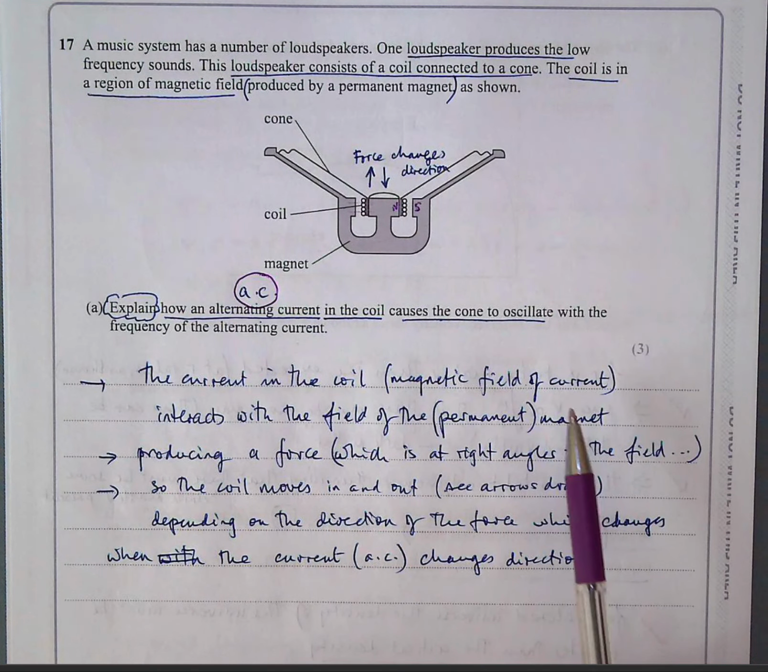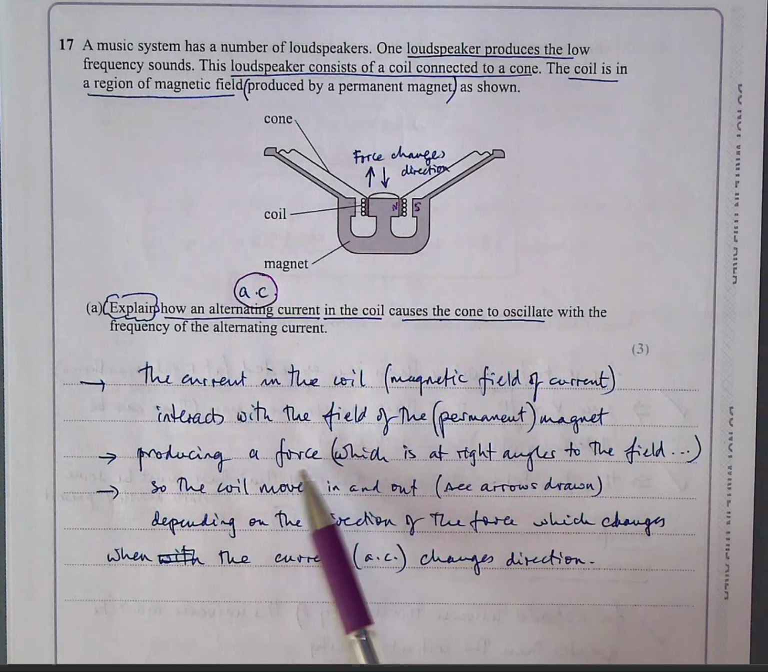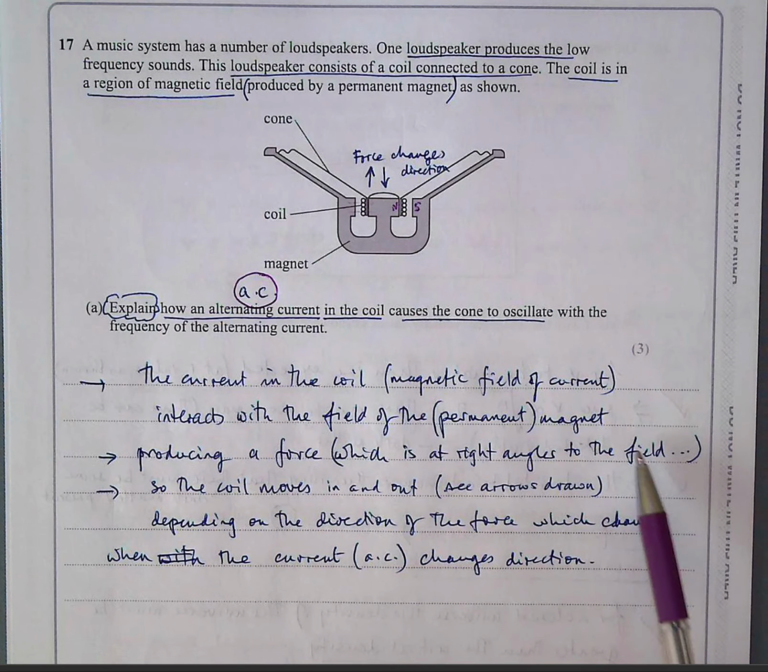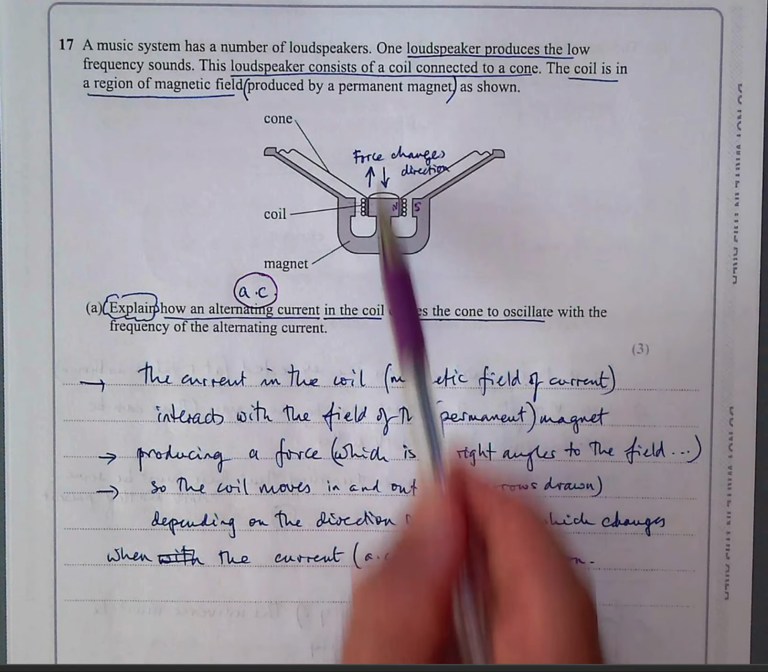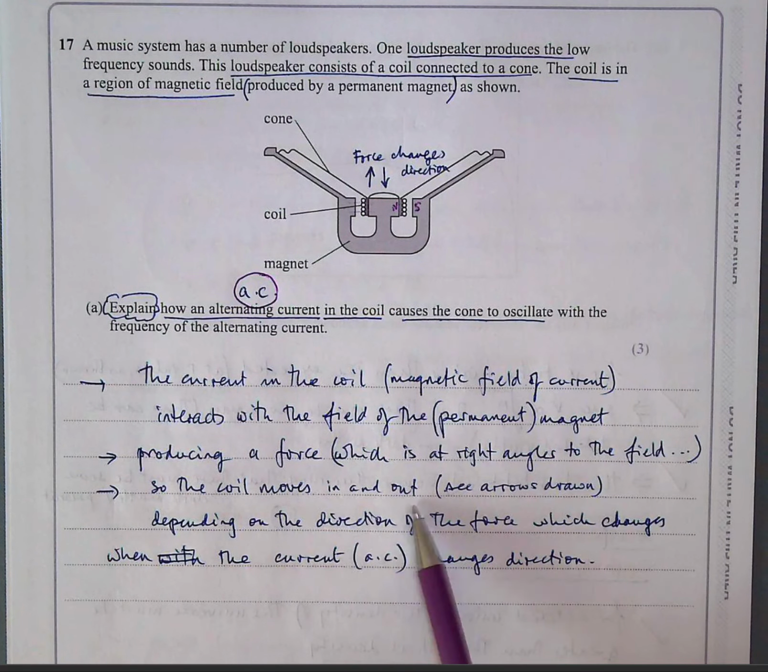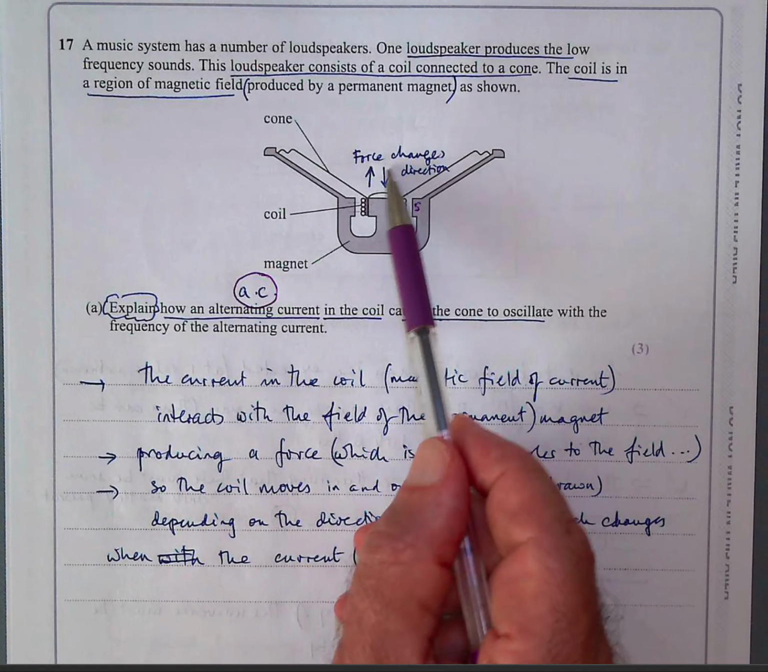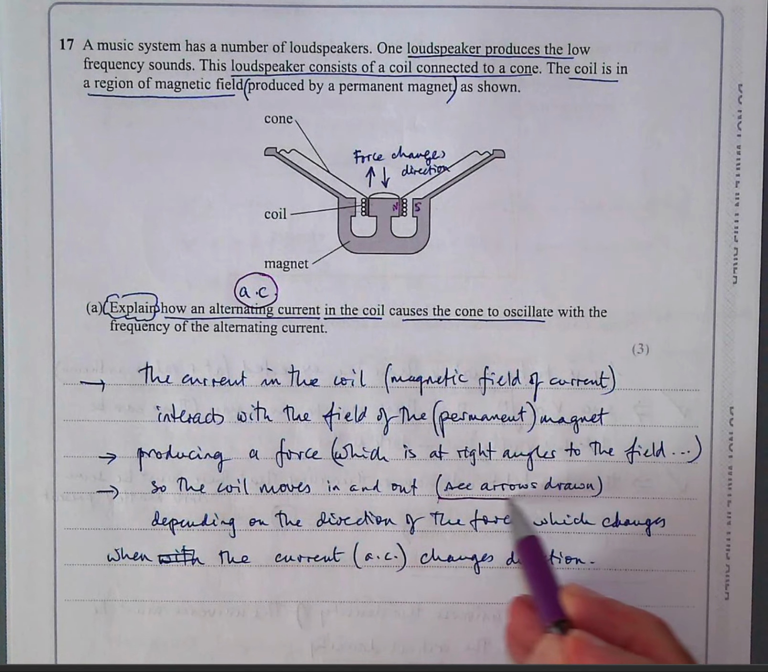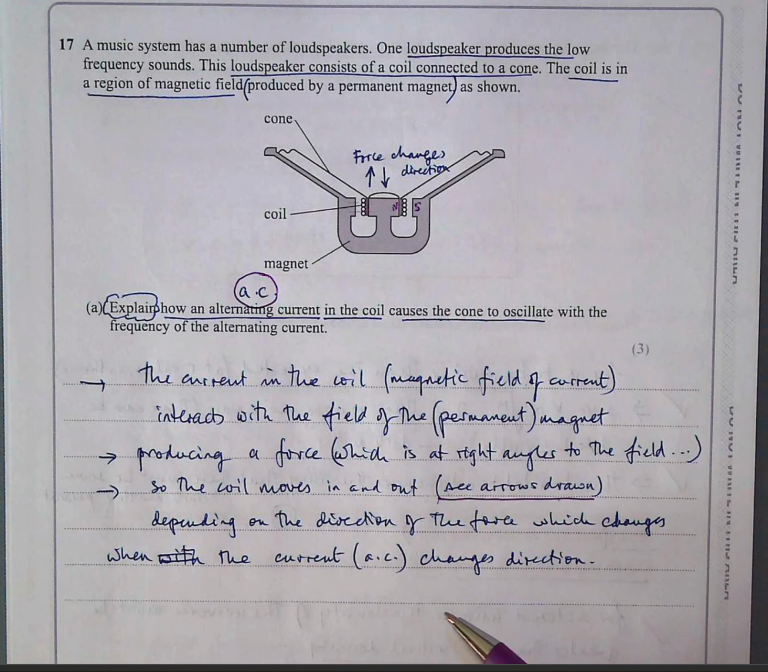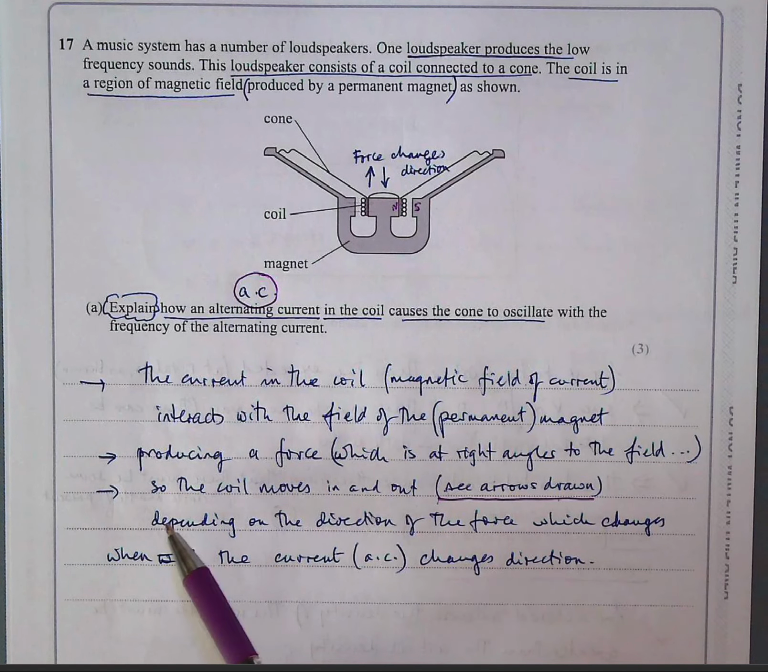Okay, so there's 2 magnetic fields in effect. This produces a force which is at right angles to the field. So the field is this way, and the force is at right angles either up or down. So the coil moves in and out. See arrows drawn. So I've referred to my diagram. So that's a good idea to show that you're using the diagram as a way of helping your words get your clarity of thinking across. Okay? So because they're marking you on your ability to communicate clearly.